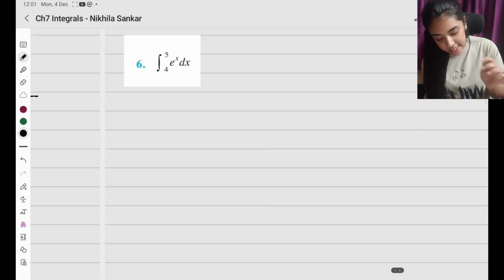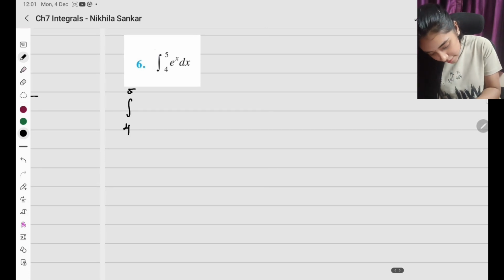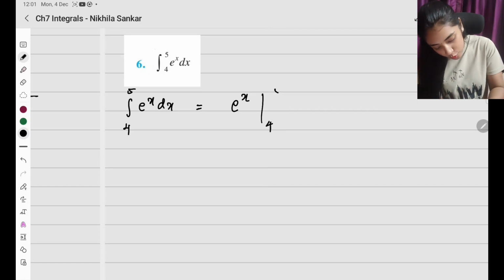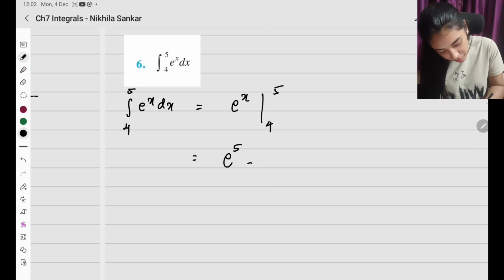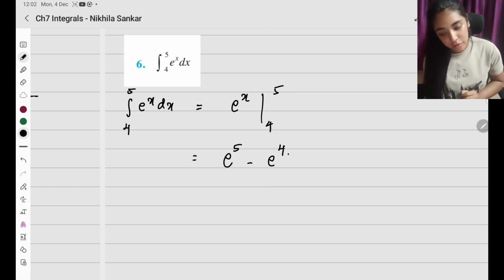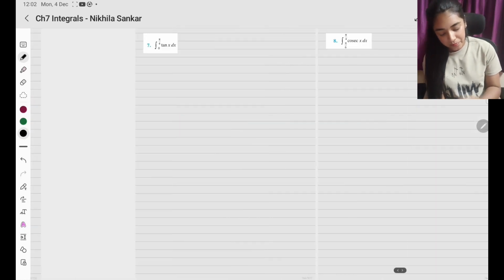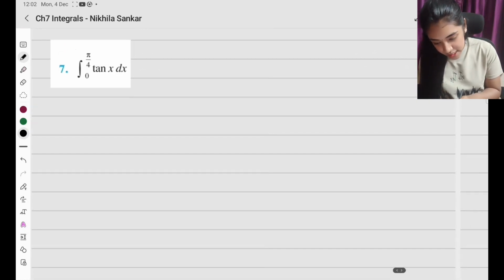Question number 6. Again, 4, 5, e to the x dx. So this is going to be simply the integral of e to the x from 4 to 5. So when I find the values, I can substitute directly. So e to the power 5 minus e to the power 4. So this is my answer. Simple. Okay. Question number 7.